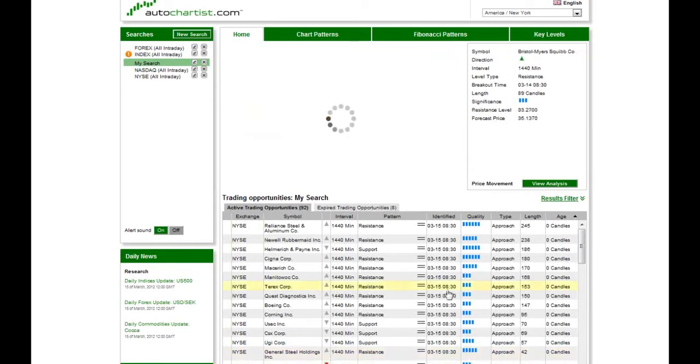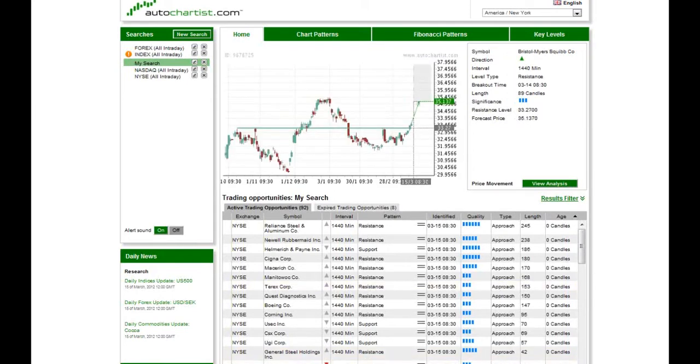Similarly, let's have a look at Bristol-Myers Squibb. So Bristol-Myers Squibb, Autochartist has identified a resistance level at 33.27. You can actually see the resistance level is pretty clear. It touched that resistance point twice over here.